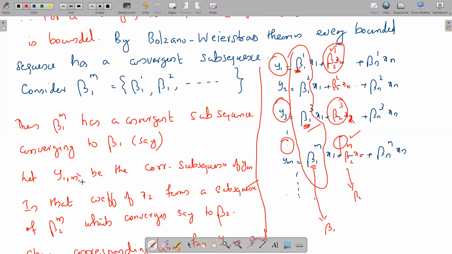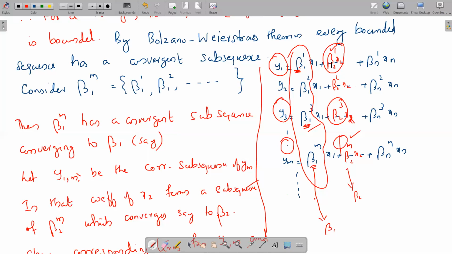Now you go to y1m. y1m is formed by the first, third, fifth, seventh, etc. terms of the original sequence. In y1m, we have coefficients of x2. The coefficients of x2 in this subsequence form a subsequence of beta 2m. Beta 2m is a bounded sequence. So by the Bolzano-Weierstrass theorem, that has a convergent subsequence.